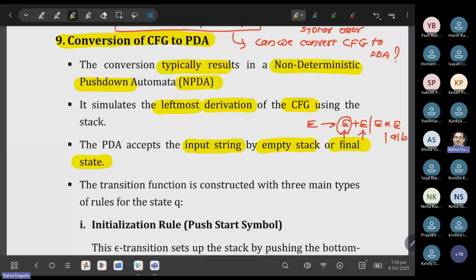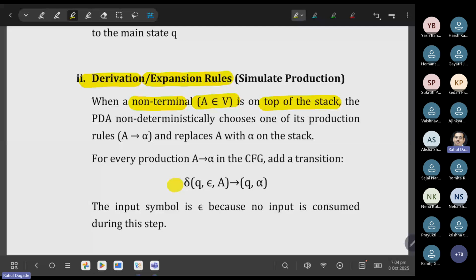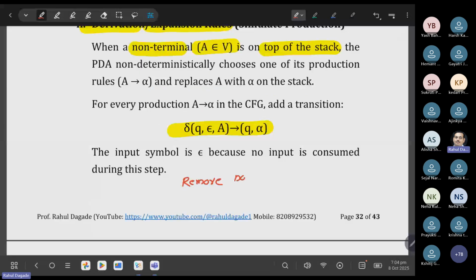This rule is applicable for non-terminals. When a non-terminal A, which belongs to V, the set of non-terminals, is on top of stack, then we remove that non-terminal from the stack and replace it with its productions. So what we are doing here is removing the non-terminal from top of stack and pushing its productions.